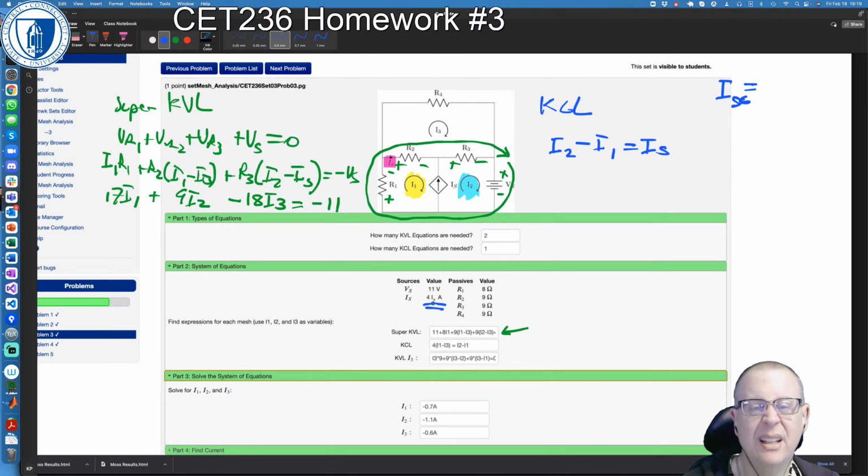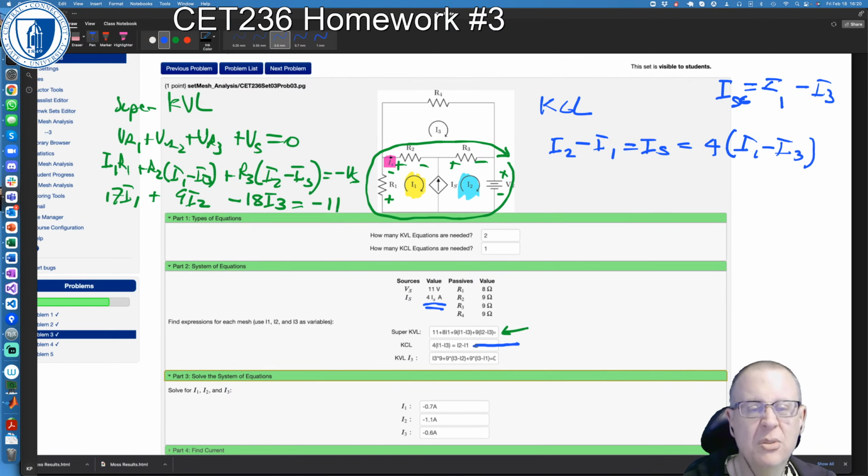and it's going to be 4 times. So IX is I1 minus I3. So IS is 4 times that. 4 times I1 minus I3. Okay, and that's where I got that equation from.